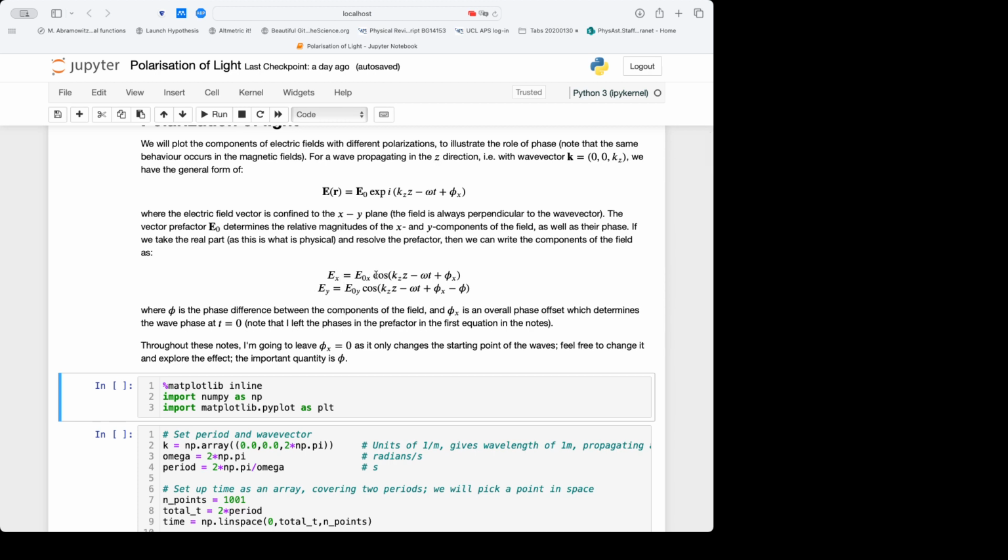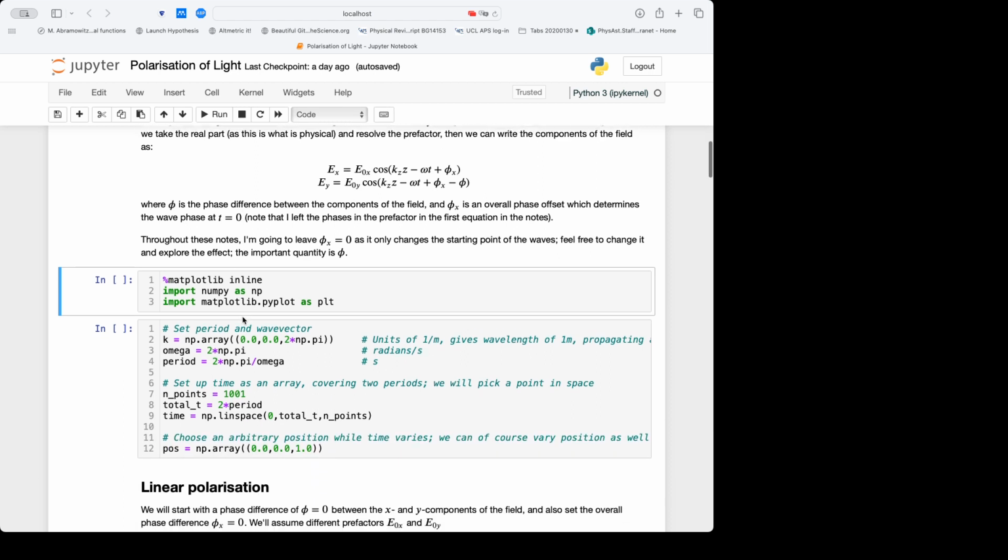You'll notice that we've got the same phase, kz z minus omega t plus phi x, but then between the two, we've introduced this phase difference phi, and we're allowing different amplitudes or magnitudes for the x and the y components of the field. Those are the two things that matter when you're thinking about polarization: phi, the phase difference between the two components, and the relative sizes of those components. So let's see what we can do.